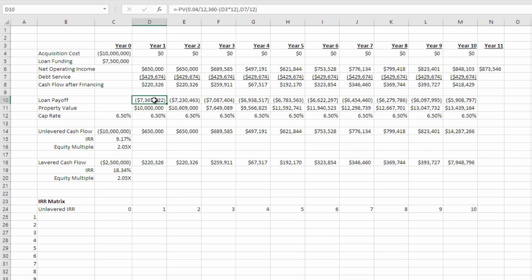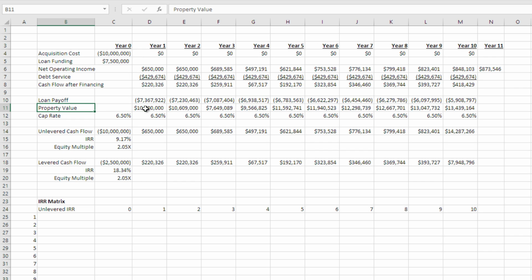There's a variety of formulas or functions in Excel that you can use to calculate the payoff. I just use a present value formula, but I'm calculating the payoff in each year. So if we were to pay off the loan in year four, for instance, this would be the payoff on the initial loan balance of 7.5.